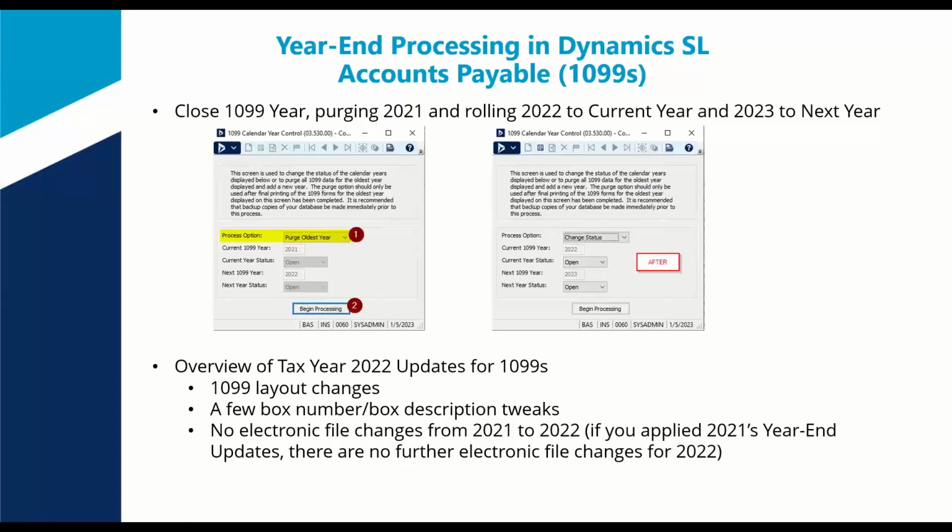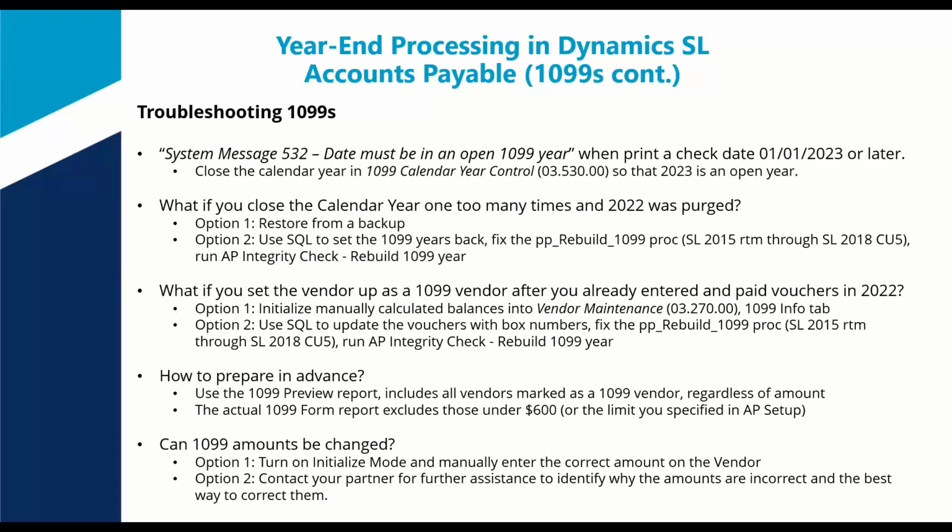An overview, again, of the tax year updates for the 1099s: layout changes, box number description tweaks, no electronic file changes. So if you generated electronic files last year, the format should work for you this year with no issues. Some of the biggest questions I see around 1099s are actually problems with the calculation.